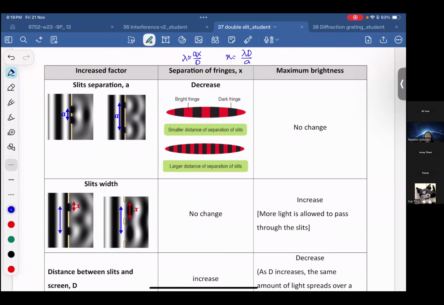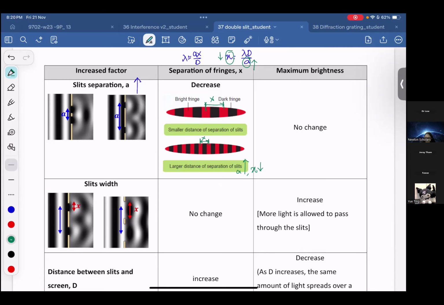Okay, the slit separation, the distance between the two slits. If I increase the A, what happens to my X? My X will decrease because they are inversely proportional. You imagine a number divided by a big number, of course, you will get a small number at the end. So can you see that this one is the larger slit separation? Your A increases, so at the end, your X, bright to bright, is this one. Can you see that when your A increases, actually your X decreases? Will it affect the brightness? No, but it affects the pattern of the fringe.